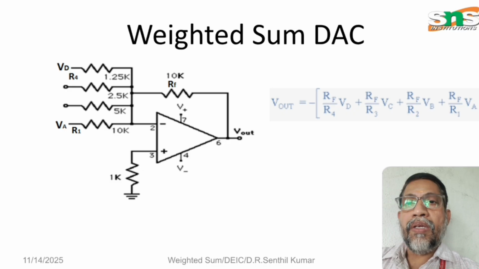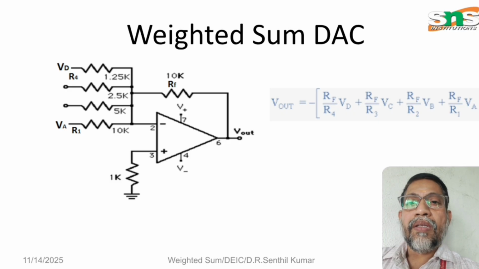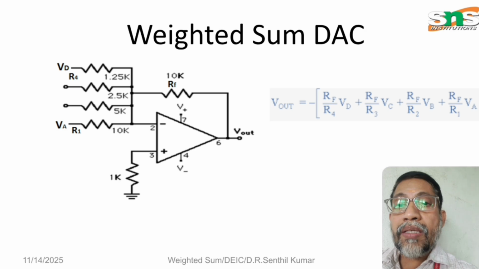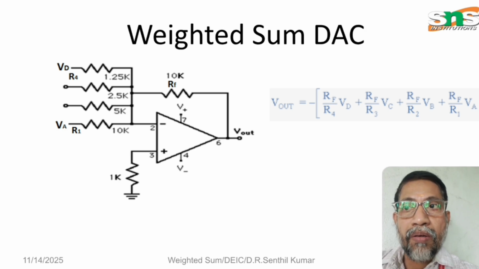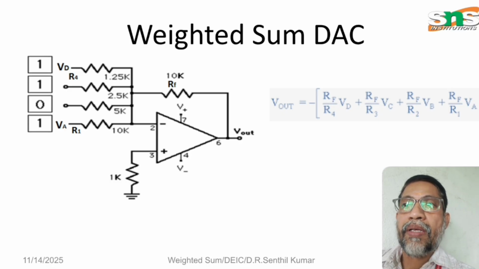Now the feedback resistance is 10 kilo ohms, whereas the resistances R1 to R4 are 10K, 5K, 2.5K and 1.25K. These different resistance values are chosen because we have to convert a digital value into an analog value. Now let me see an example.